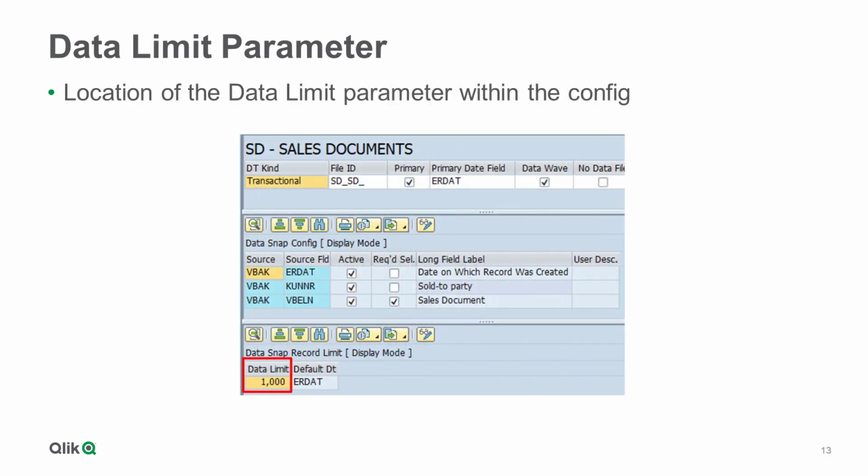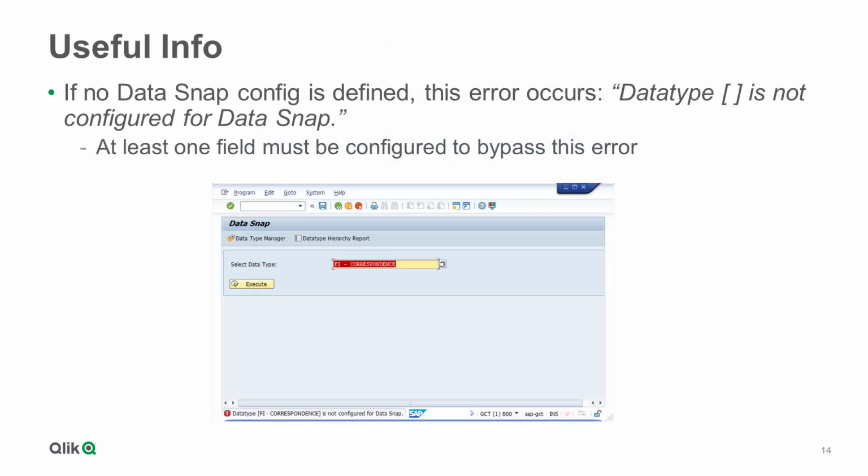This screen capture shows where this parameter is located. It's in the subscreen just below where I was deploying the config changes earlier in this video. I want to now share with you some more useful information about the DataSnap config. Be aware that if there is no DataSnap config defined, the error message of data type is not configured for DataSnap will occur. It is necessary to define at least one field within the DataSnap config to bypass this error.